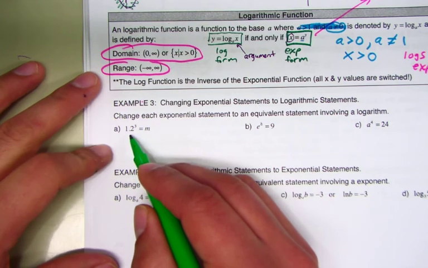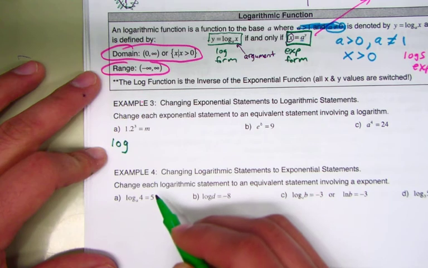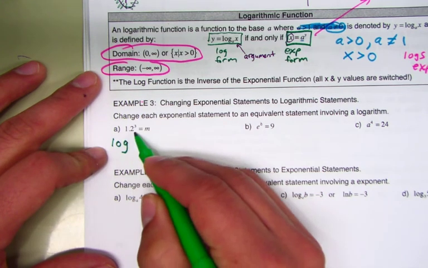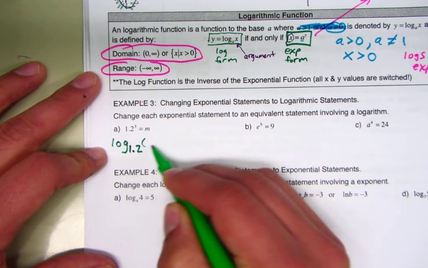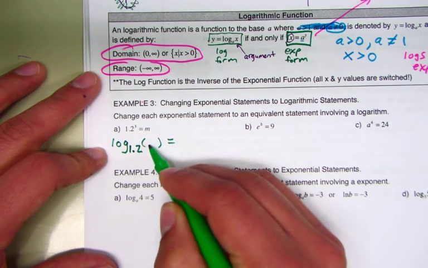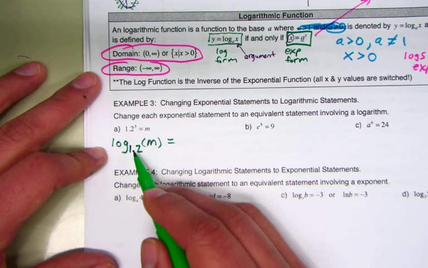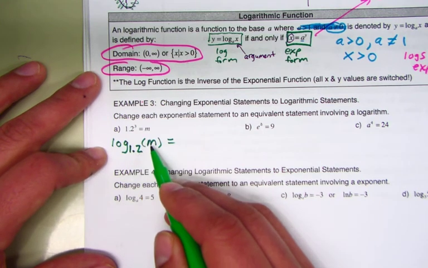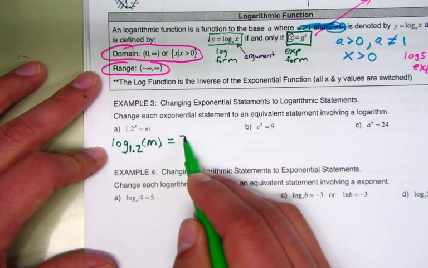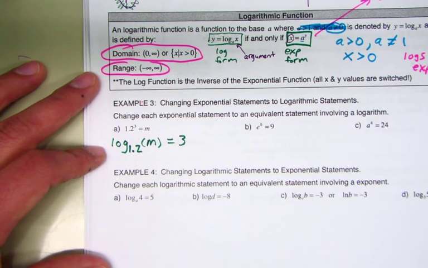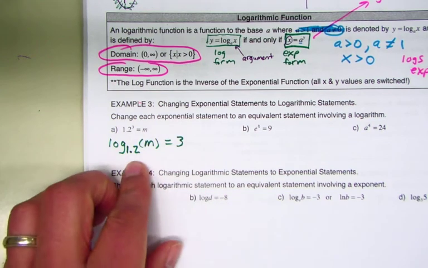So if I switch this to a log statement, this would be log. And then what's the base? Yeah, the base doesn't change, so that's still going to be 1.2. And the argument would be m. So we would say log base 1.2 of m. And then what do the logs always equal? The exponents. So it should be equal to 3. Yes? So that's log base 1.2 of m equals 3.